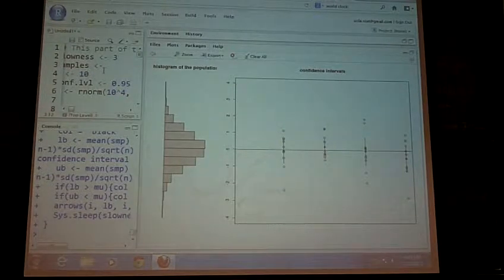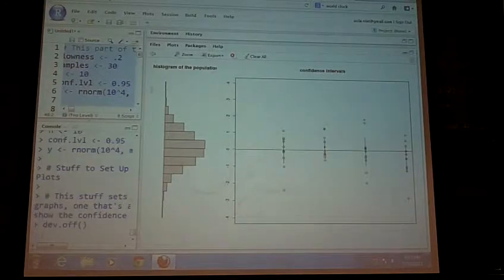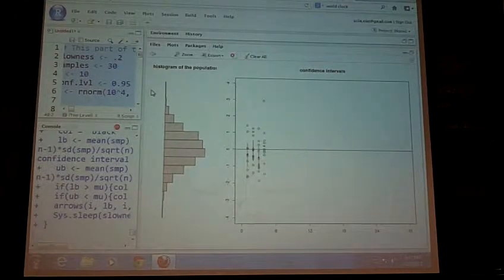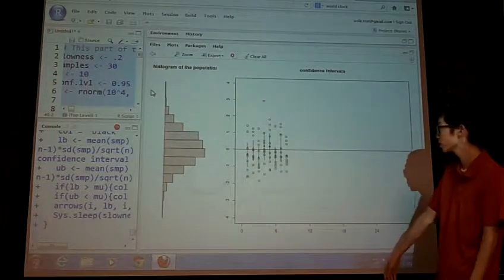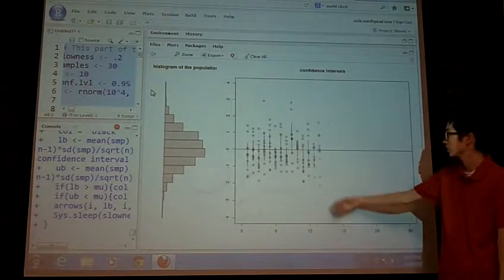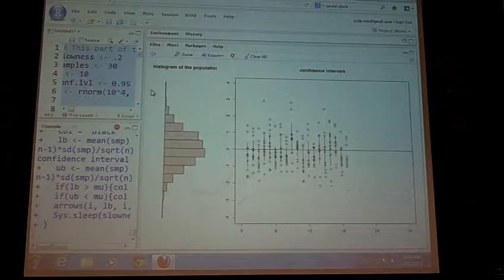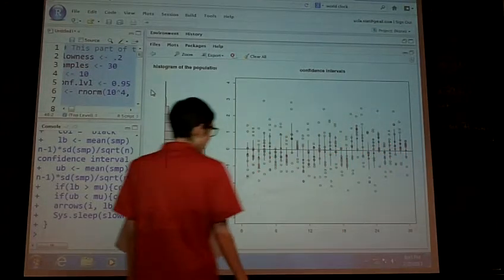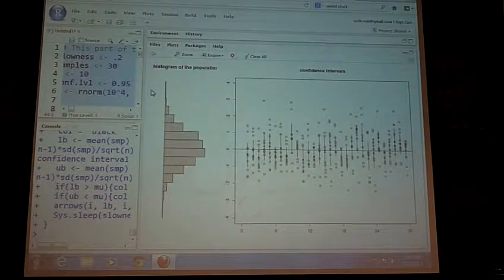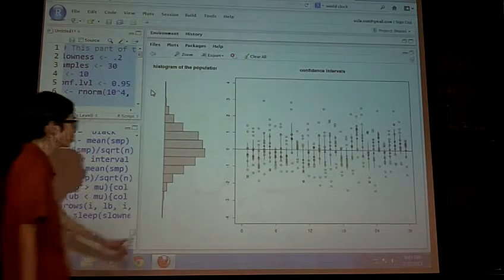So I'm going to make, let's see if I can do 30, and let me just decrease the slowness here. I don't know how long this will take. Okay, so here it's going across and it's doing a bunch of these, making some confidence intervals. The computer's catching up with the work that it's doing. Okay, so here's 30. They all happen to capture the population mean mu.